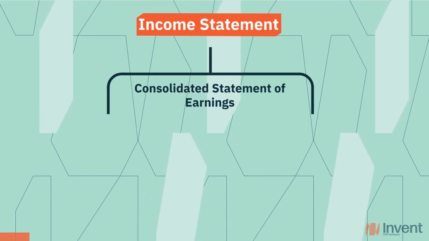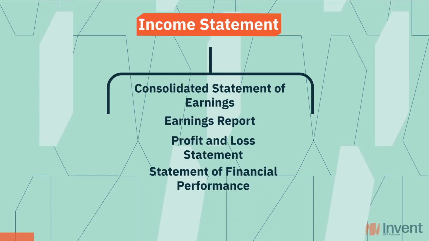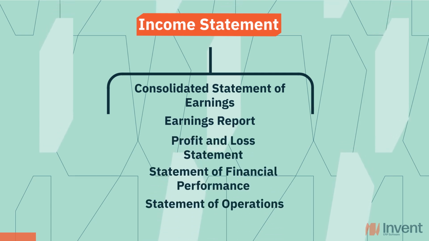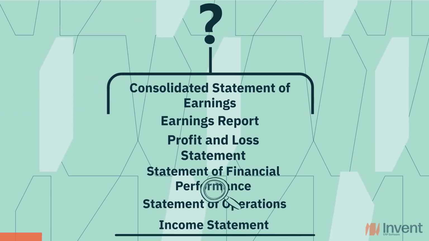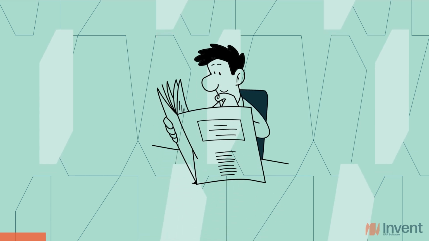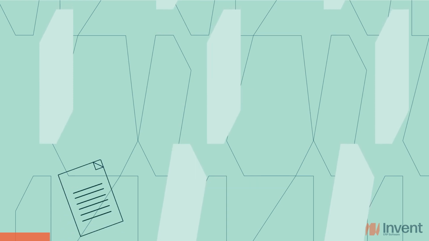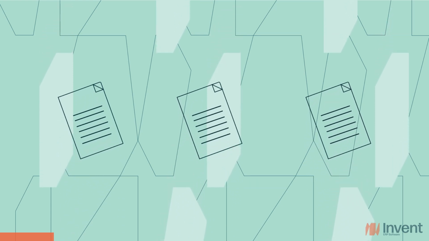Consolidated statement of earnings, earnings report, profit and loss statement, statement of financial performance, statement of operations, or simply the income statement. If you can't locate a company's income statement, try searching using any of these alternative terms. Learning to read an income statement is similar to learning to read anything else. We recommend exploring numerous real-world income statements from companies that interest you.